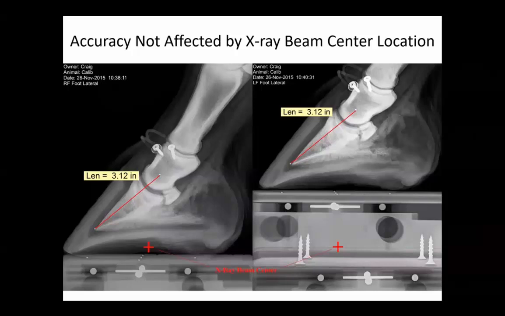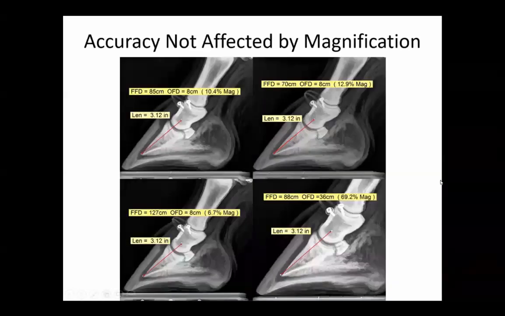But as long as you're talking about measurements between points in the plane of interest, the magnification is uniform in the entire plane, so it doesn't matter where the beam center is located to make this measurement. So just demonstrating that here. And here are 4 different images taken with 4 different setups where I used a ruler and I wrote down what the FFD and the OFD were, and from them computed the magnification based on that formula.